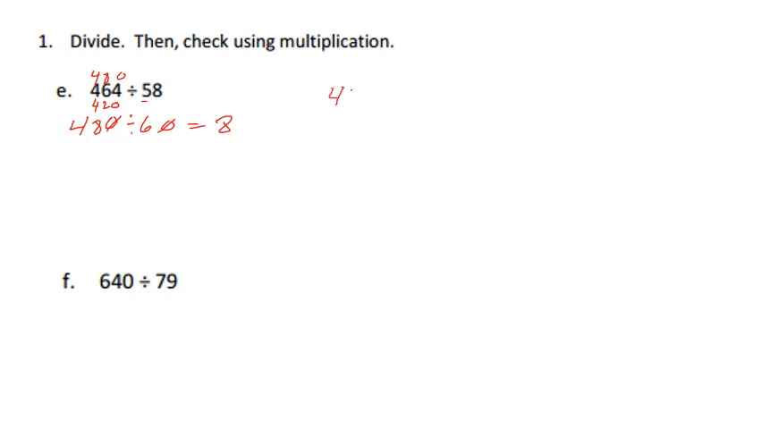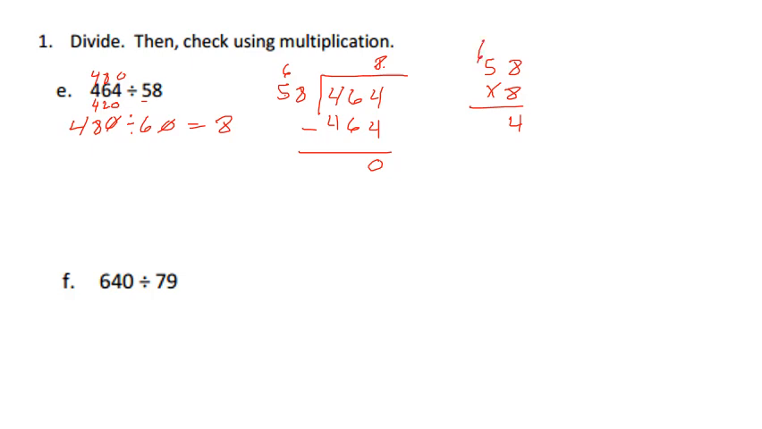So now we have 464 divided by 58, and we're going to start with our estimation of 8. 8 times 8 is 64. 8 times 5 is 40, and 6 would be 46, with 0 remainder. And we can check it by doing 58 times 8. 8 times 8 is 64. 8 times 5 is 40, and 6 would be 46. So it checks.